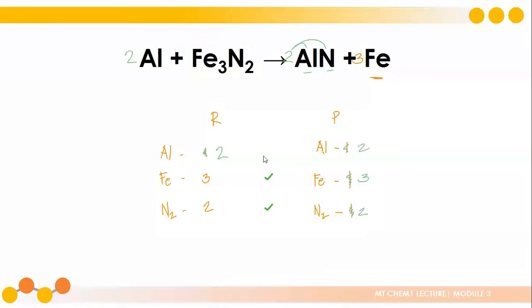And then if you are to double check it, we can now have a balanced equation. The reactant side for aluminum has 2, and then the product side also has 2. The iron, both sides have 3, and nitrogen, both reactant and product side have 2. Making our equation a balanced equation.